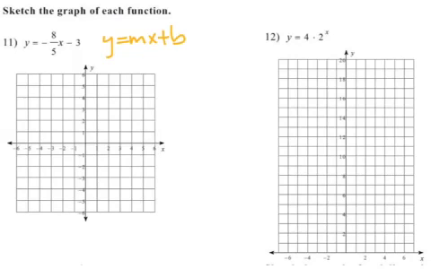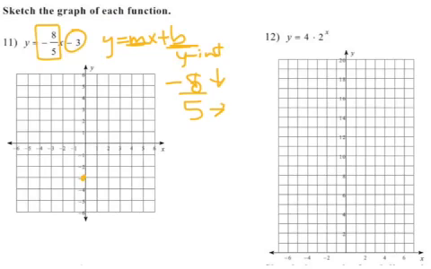Okay, so this right there is our y-intercept. That's like the b. That's your y-intercept. So we go to -3. There's our y-intercept. We draw that point. The m is our slope, so our slope is -8/5. -8 means we go down, +5 to the right.